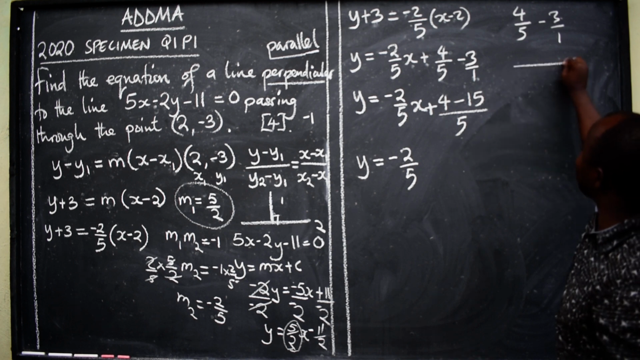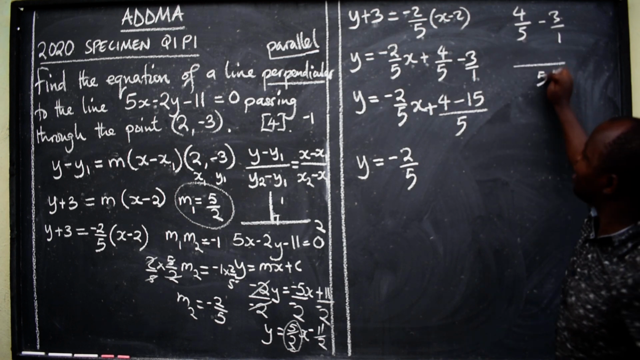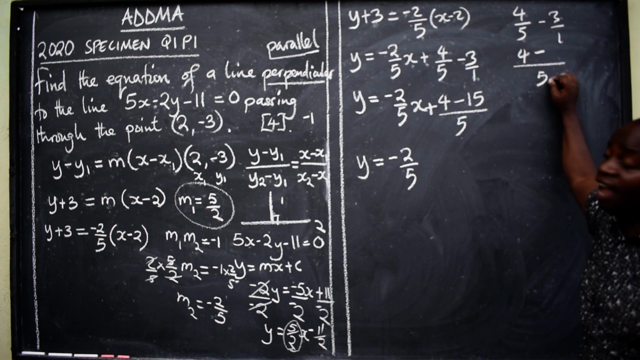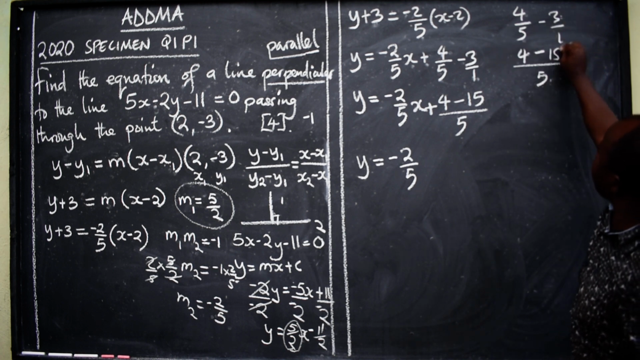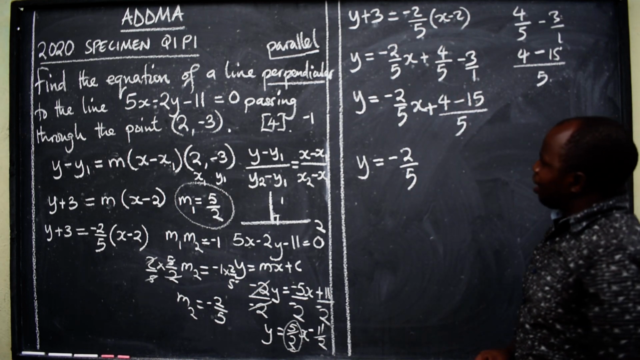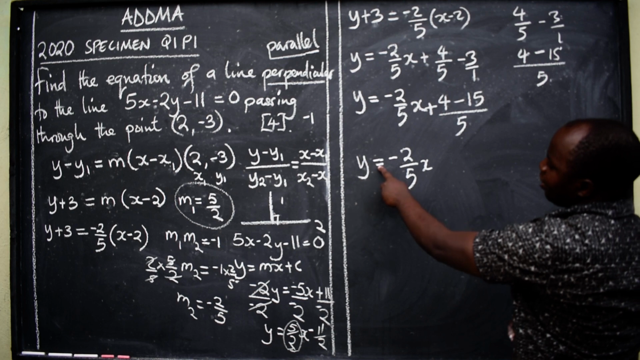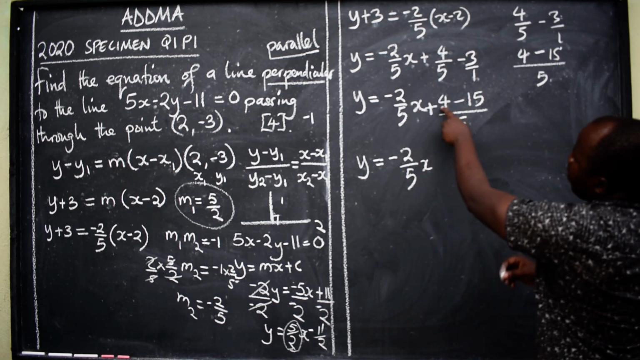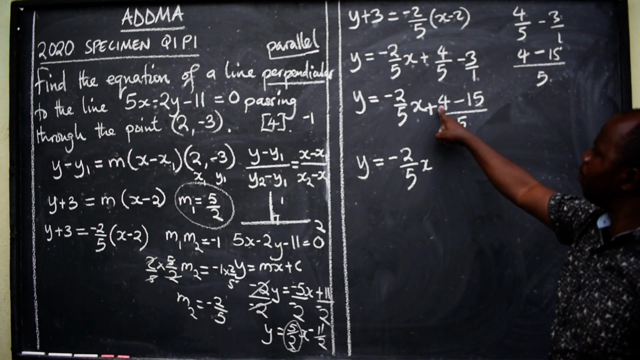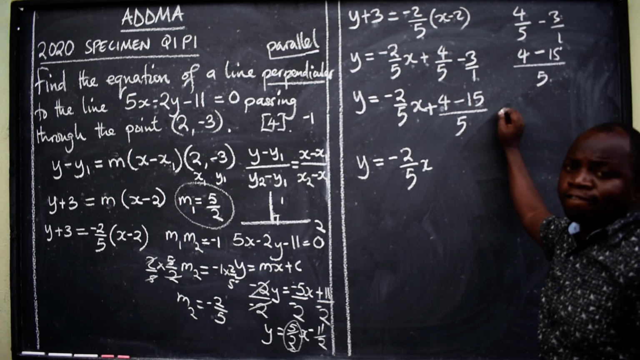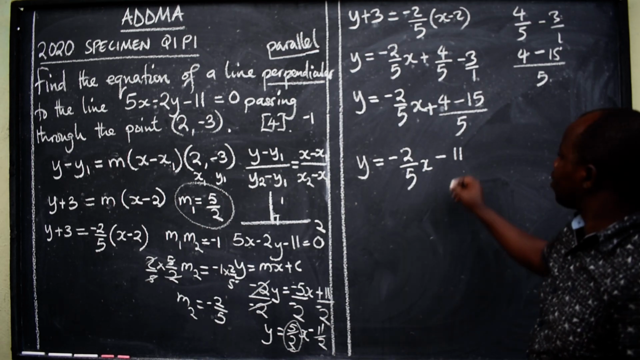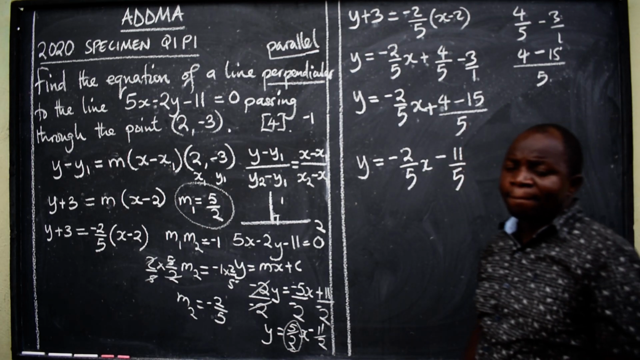Common denominator, that is the one that you know. 5 into 5 is 1, times 4 is 4, minus 1 into 5 is 5, times 3 is 15. This is where you are seeing this. We can move on. So we have y is equal to negative 2 over 5x. Let's find the answer to this. What will be positive 4 minus 15? It will be negative 11 over 5 here. Are we together?